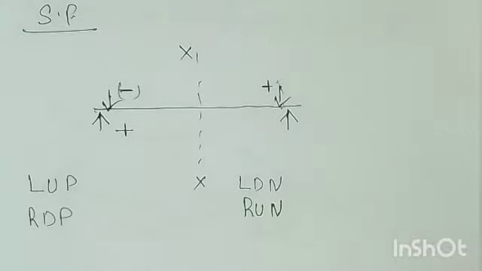Now we will solve one numerical problem and then we'll see how to draw the SFD and BMD. Today we'll discuss the problem of a simply supported beam, and that beam is subjected to a UDL as well as point loads. That means it is a combination of UDL and point load. So let's start.